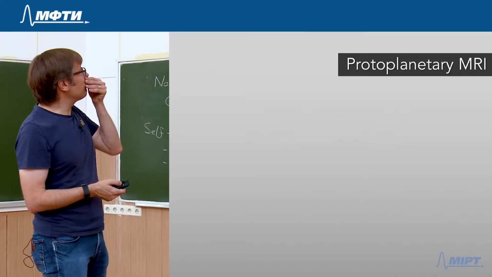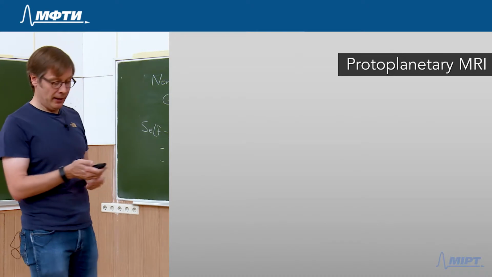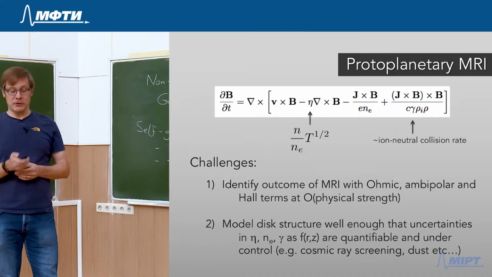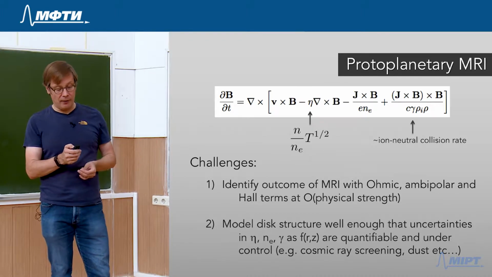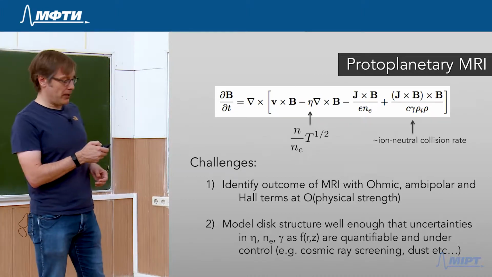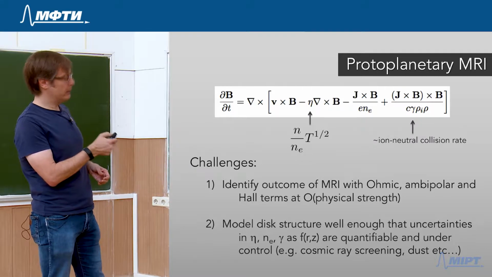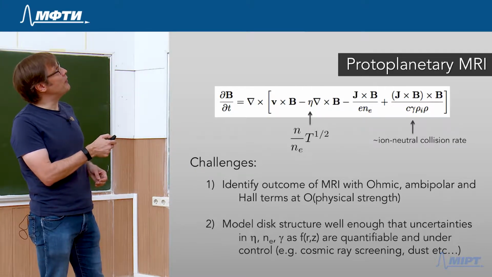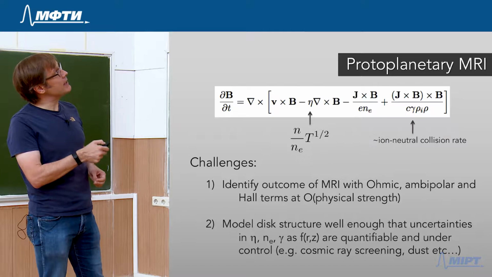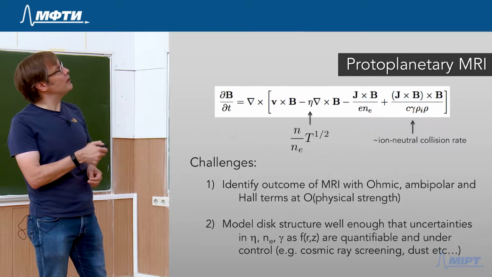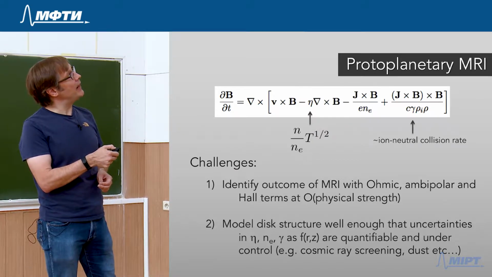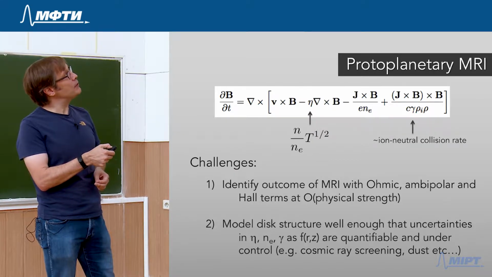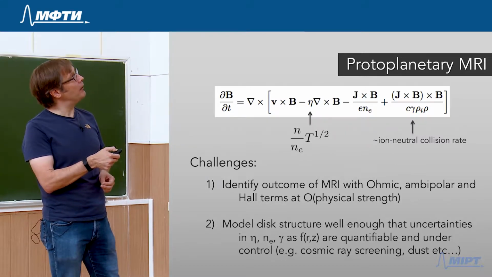So how does this work? Well, if we go back to the sorts of things that Matt was talking about yesterday, if we're dealing with low ionization environments, the induction equation for the magnetic field has these four different terms. It has one piece that represents ideal MHD, but then it has three additional terms which represent ohmic dissipation, the Hall effect, and ambipolar diffusion.